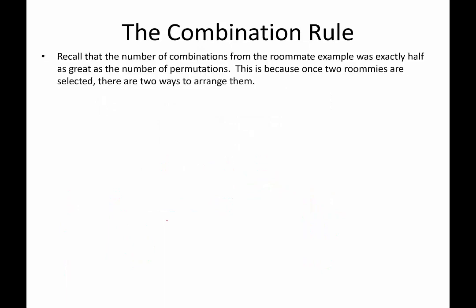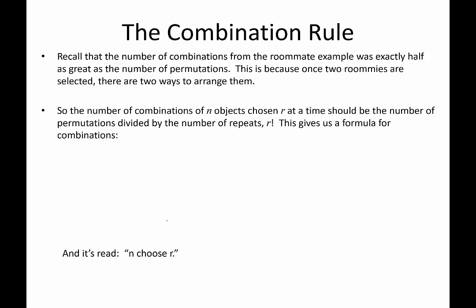Okay, so let's talk about the combination rule. Recall that the number of combinations from the roommate example was exactly half. This is because once 2 roommates are selected, there's only 2 ways to arrange them, Rachel Eve, Eve Rachel. So we would have to divide out that repetition of 2. So the number of combinations of n objects chosen r at a time should be the number of permutations divided by the number of repeats. So this gives us the formula.